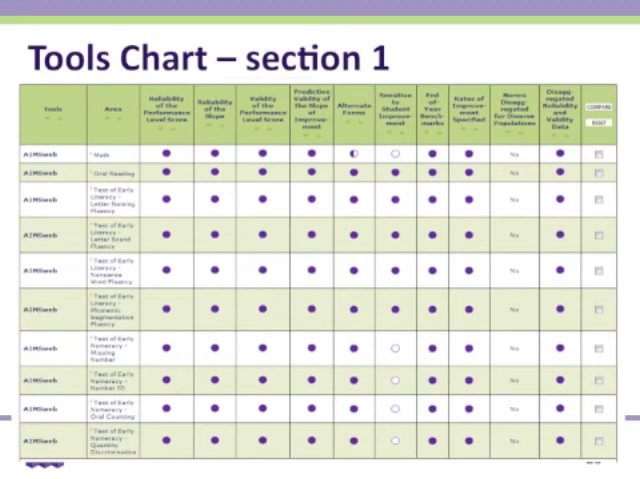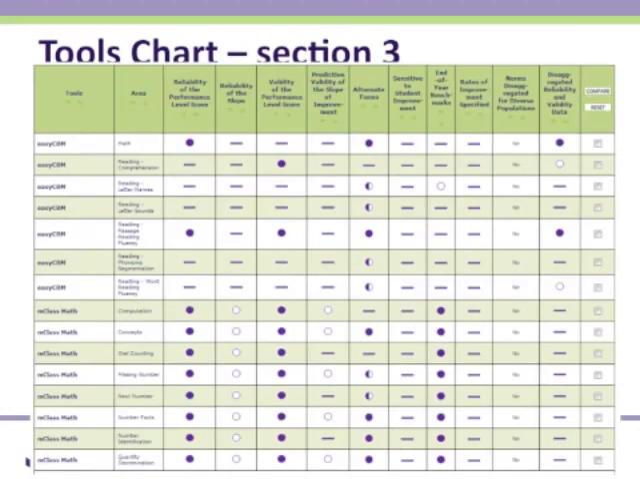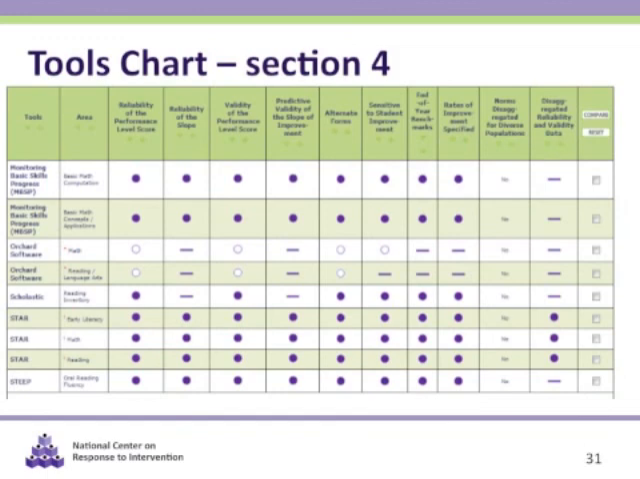So here you see AimsWeb, and you can look down the chart to see curriculum-based measurement in the area of reading. DIBELS measures are on the chart, a measure called Easy CBM, mClass, Monitoring Basic Skills Progress, some Orchard software products, a product by Scholastic, and then the STAR and STEEP measures were all evaluated by the Technical Review Committee, and you can get lots of good information from the tools chart, including methods for designating responsive versus unresponsive students.